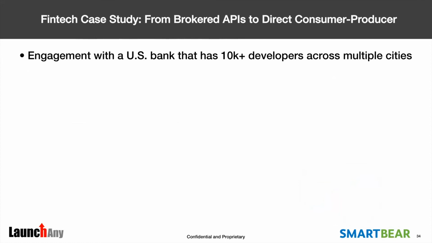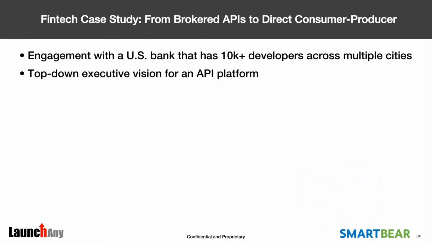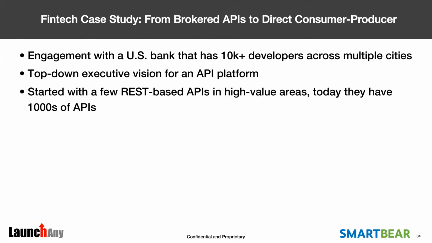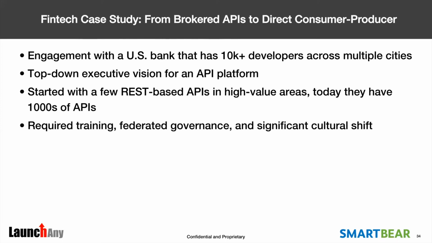One of our clients is a US bank. They have 10,000 developers across multiple cities, and they have embarked on an API platform from a top-down executive vision. That's a really powerful way to get something started. They started with just a few REST-based APIs inside their platform. They selected a few high-value areas, and they started delivering those. And as of today, they have thousands of APIs as part of their portfolio. Teams are constantly producing APIs that are reviewed by a federated governance program.